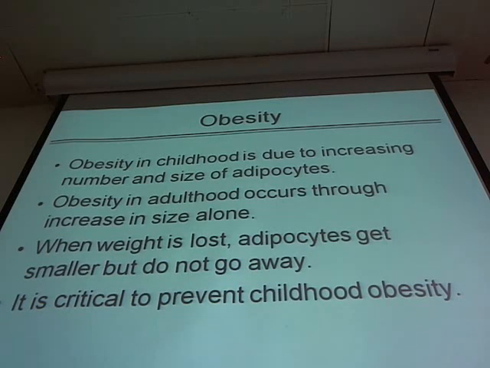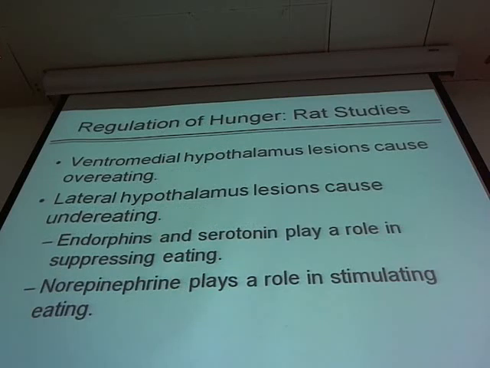Okay, we're going to finish obesity and then we're going to take a break. In a child, obesity is due to increasing number and size of fat cells. In an adult, it's in the size alone. If they get fat as a child, they're going to have more adipocytes, more fat cells to deal with as an adult. In an adult, they just get bigger or smaller. You never lose them unless you do liposuction, but then again, they find a way around that too. Body mass, BMI, rat studies, we don't need that.